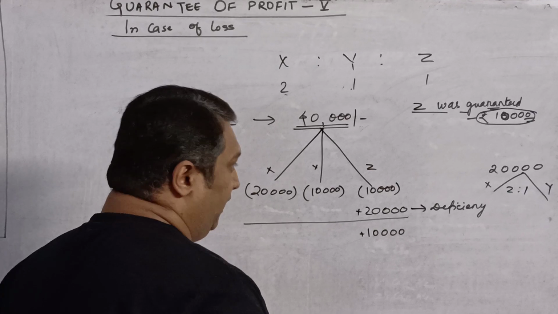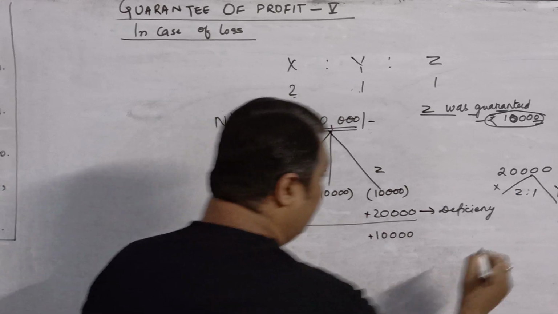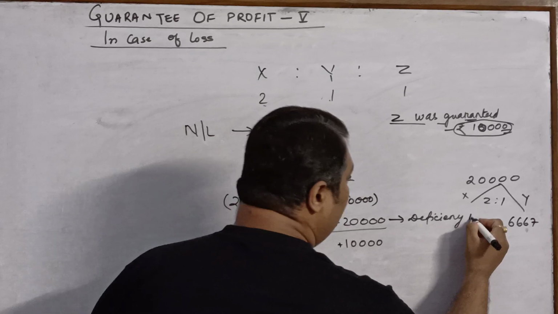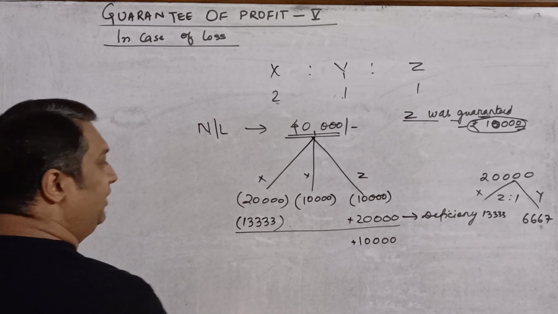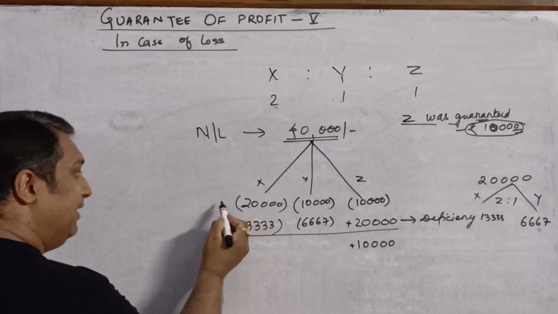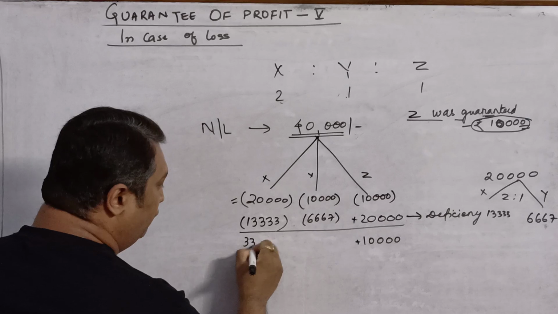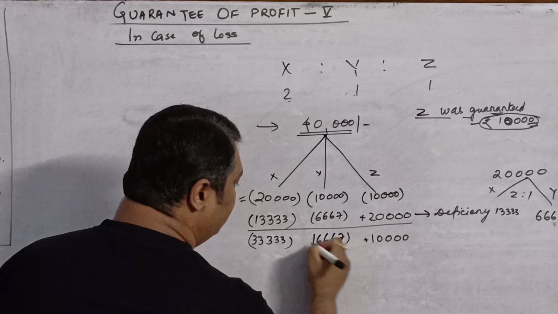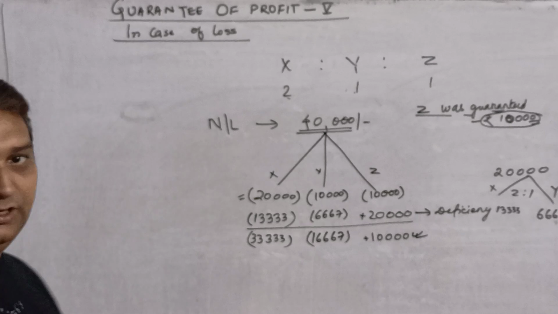So the share of each one of them will be 20,000 divided by 3. It will be 6,667 for Y and 13,333 for X. So we will deduct 13,333 from X and 6,667 from Y. Since they were already having a loss and they are still paying this much to Z, their amount of loss will increase. It will become 33,333 and this will become 16,667, whereas Z has earned a profit of rupees 10,000 now.